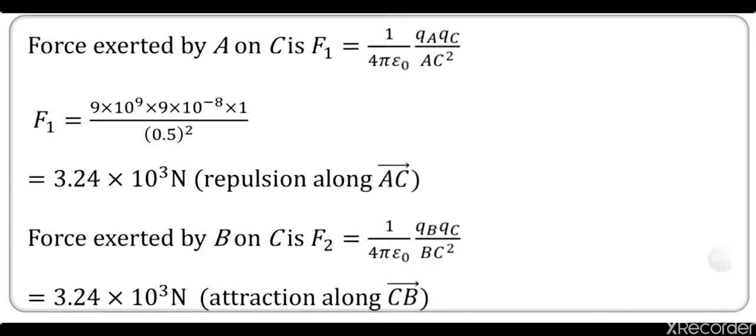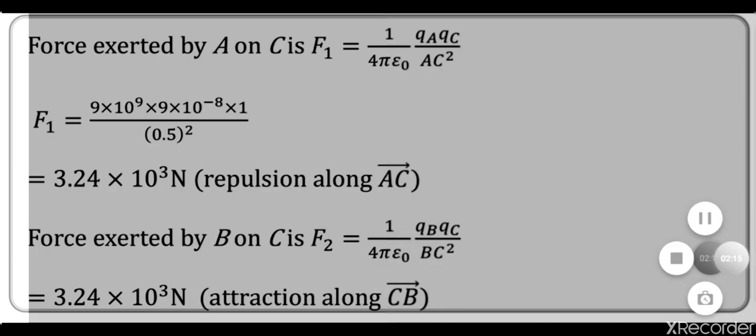Yeah, this is the force one between the point A and C. Substitute the values. The F1 value you will get 3.24 into 10 power 3 Newton. And here is a repulsion force which acts along the AC in the diagram. And the force exerted by B on C, that is F2. As I told you, there is a force of attraction. You will get the same answer because the magnitudes are same here. The QB and QC is similar to QA and QC value. You will get the same answer, but here the force is acting along CB.